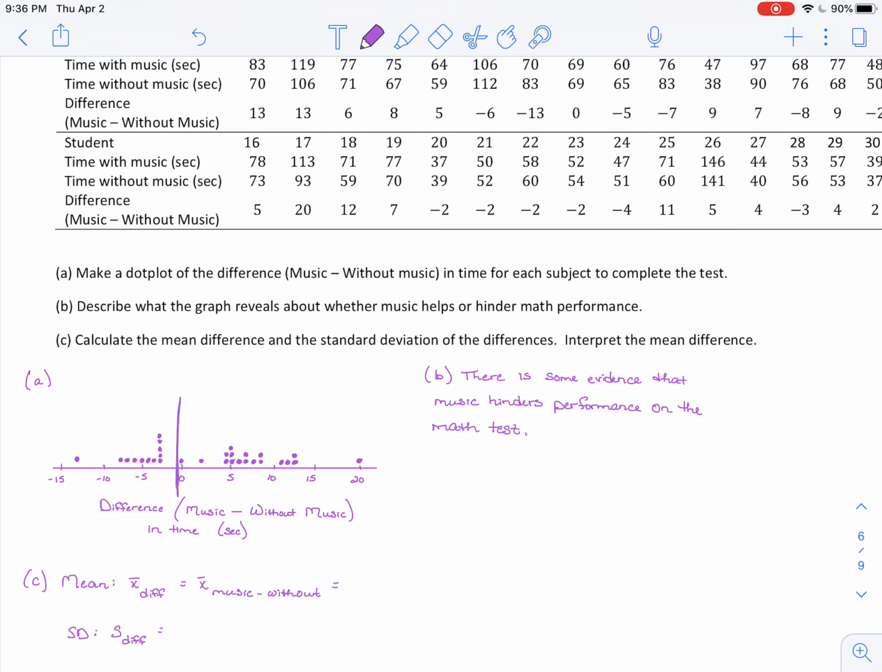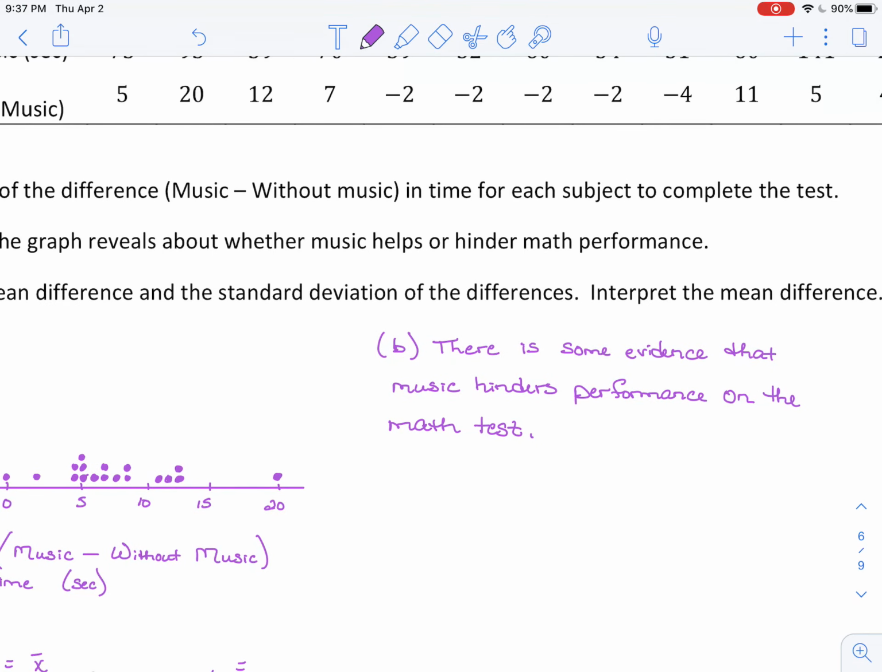It's not as obvious as the twin study. We don't have dramatically all positive or all negative differences. So we can see it getting split up, positive to negative. If you are ever asked to create a graph, make sure you label what it is to give it meaning. But this reveals some things about whether music is helping or hurting. So we do have some evidence that music hinders performance on a math test. It's not great, but it seems like there is some evidence.